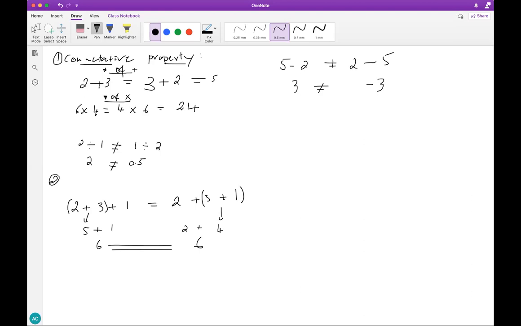Please mute your mic if you have background noise. So basically what we did here, we associated these 2 first and added to this one, but here we associated the last 2 and added to the first one. What do you think the name of this property is, based on what I just said?